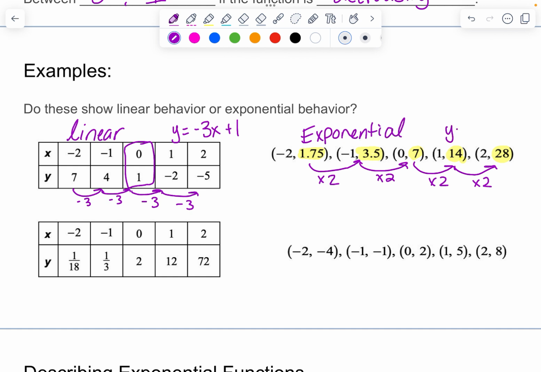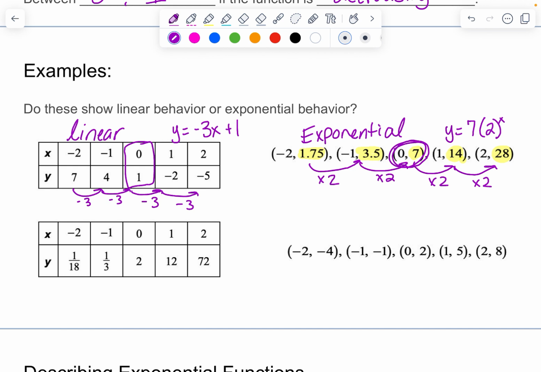Again, just for the sake of practicing with it, to write that equation, we would put our y-intercept, which is 7, that's this point right here, times what we're multiplying by, which is 2, to the x power. We'll do some more work with writing these things tomorrow. But if we can get a little bit of that figured out today, that would be good.